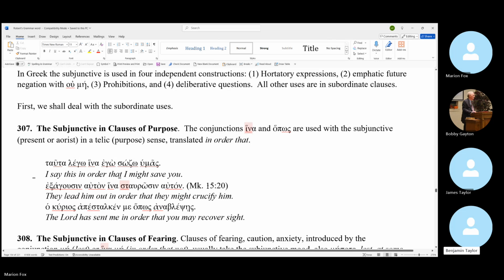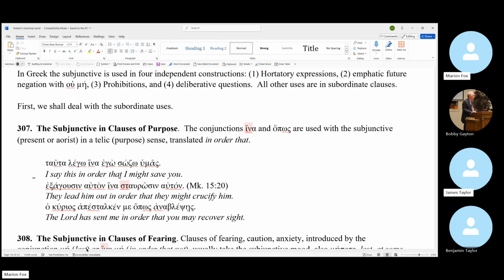Okay. That's correct. Hina and Hopos. And what we have then is, I'm going to look in the lexicon right here. Hina stresses the result, and Hopos is the method. So here's the result. They led him out in order that, with the result that they might crucify him. See the stress and the result. And here's Hopos. The Lord has sent me in order that you might recover sight. So in order that, Hopos is stressing the method, and the method is that you might receive sight. The method that he sent me was that you might receive sight. That's a method.